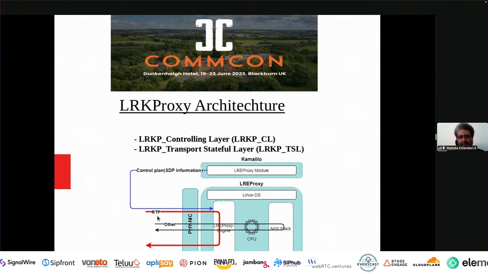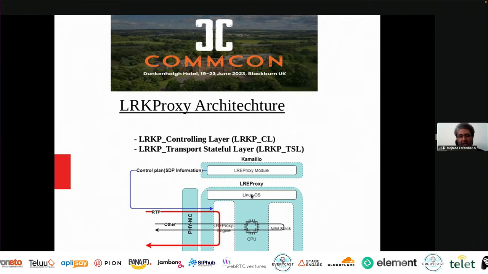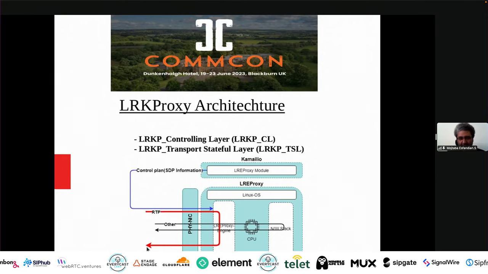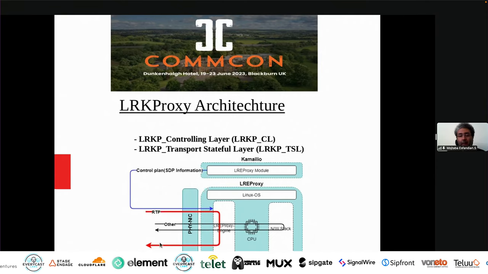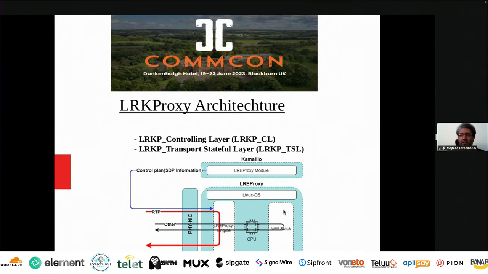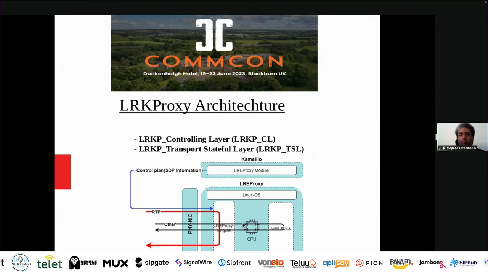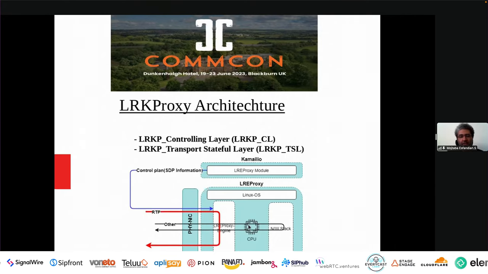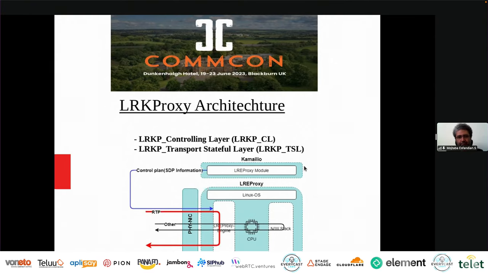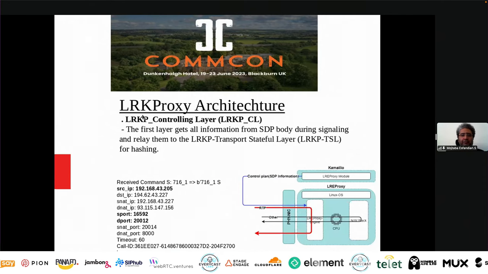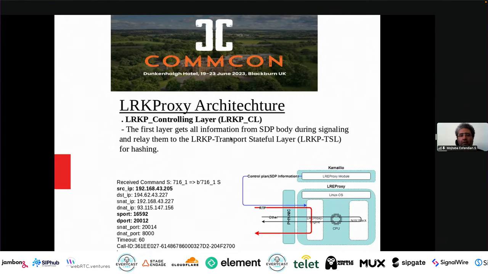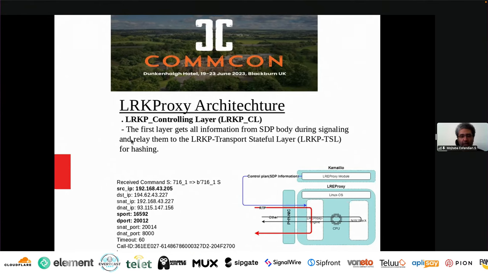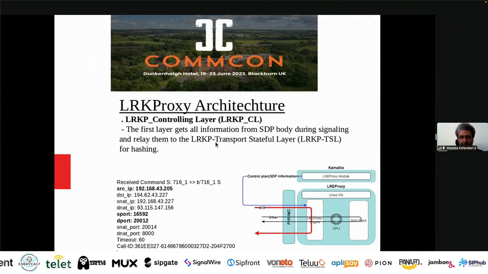As you can see here, when all RTP packets come to the LRKProxy engine, they are immediately forwarded in the network stack of your operating system. This technique is called CPU offloading because no more processing time is consumed for the forwarding process in your operating system. The first layer is responsible for getting all information from the SDP body during signaling when you want to make a call, and relaying all of it to the second layer.